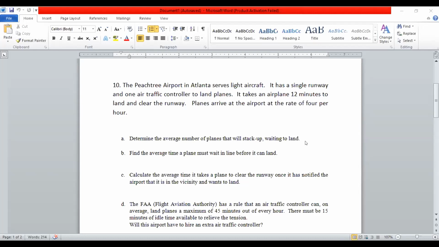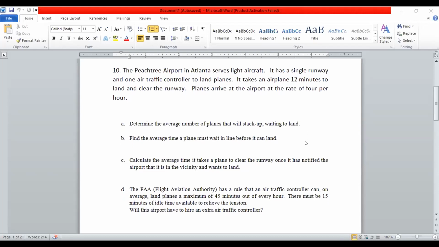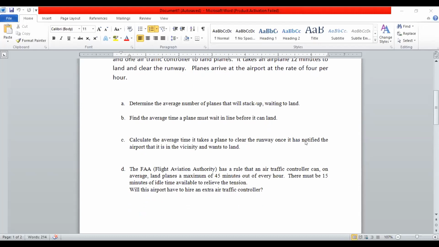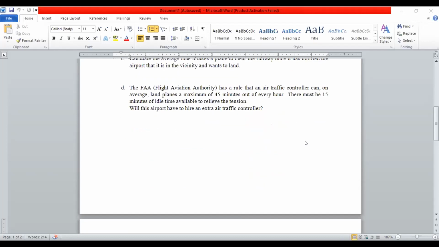A, determine the average number of planes that will stack up waiting to land. B, find the average time a plane must wait in line before it can land. C, calculate the average time it takes a plane to clear the runway once it has notified the airport that it is in the vicinity and wants to land. And D, the FAA has a rule that the air traffic controller can, on average, land planes a maximum of 45 minutes out of every hour. There must be 50 minutes of idle time available to relieve the tension. Will the airport have to hire an extra air traffic controller?